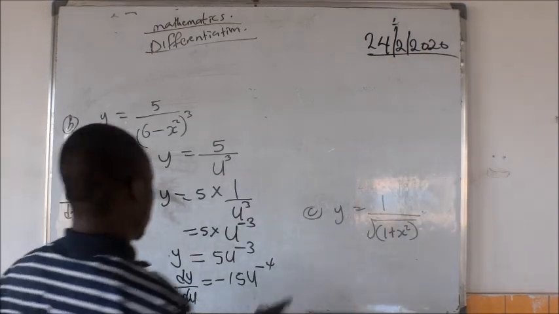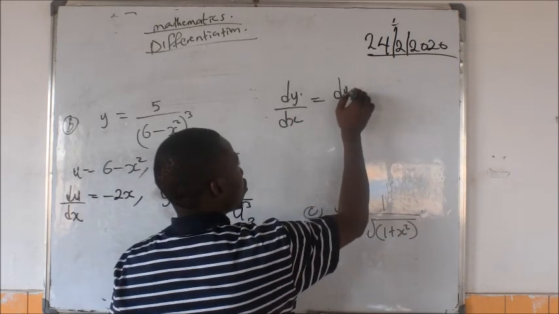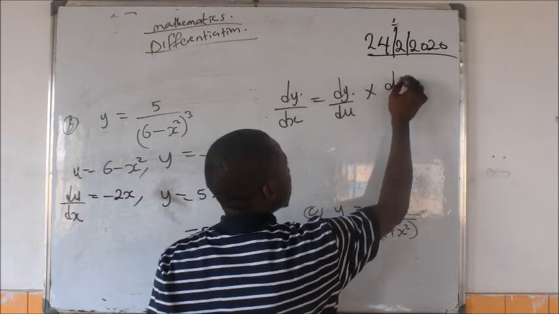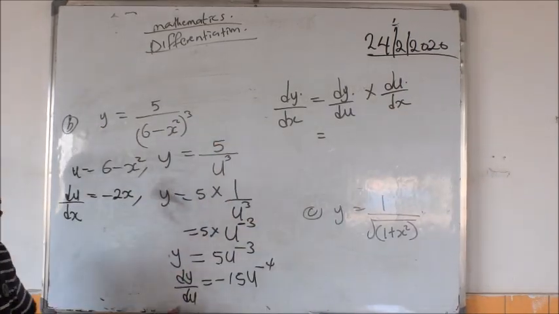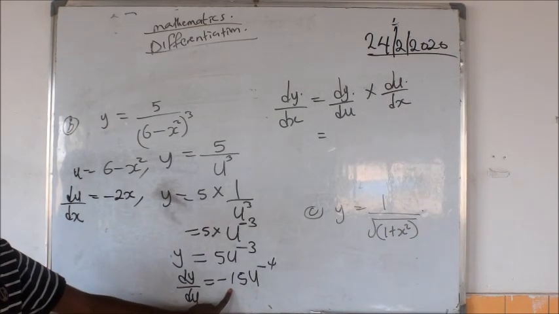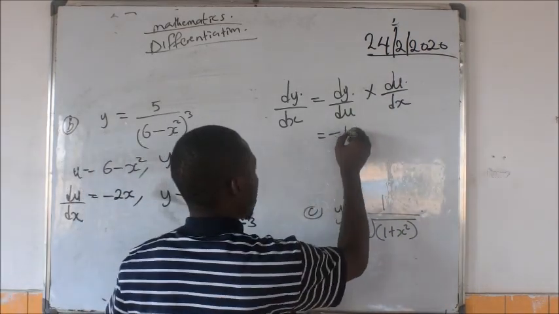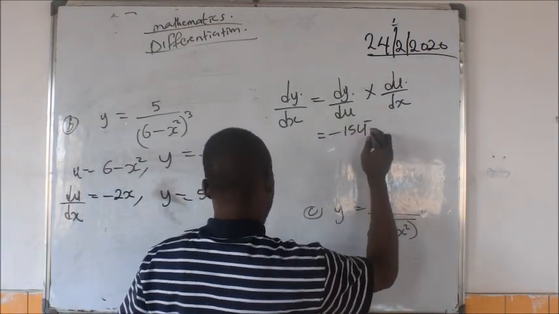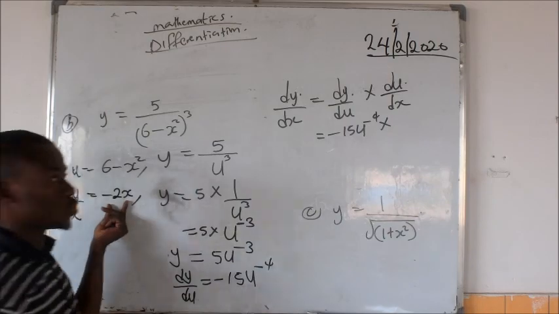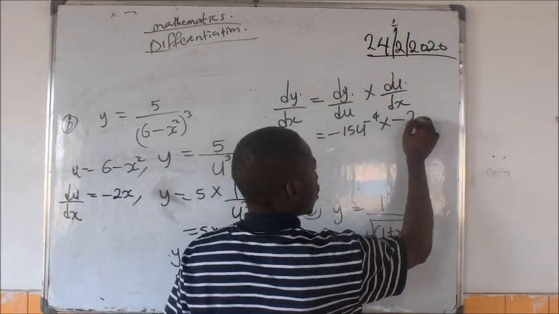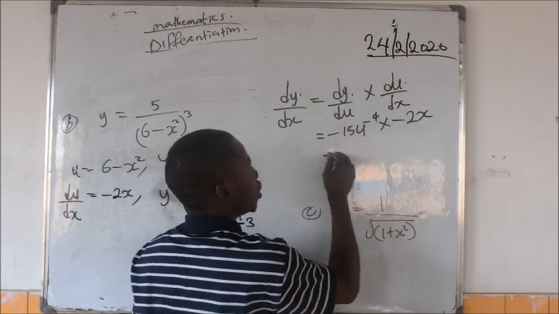Now the next thing that we are going to do is to use the formula. The formula for function of a function is dy over dx equal to dy over du multiplied by du over dx. Which is now equal to, what's the dy du? Listen up first. The dy du is this, which is minus 15u raised to power minus 4, times what is your du dx? The du dx is minus 2x. Then if you multiply them, minus times minus will give you plus.